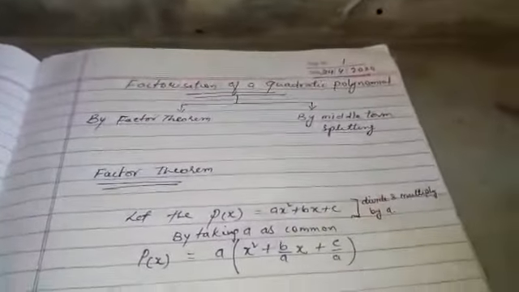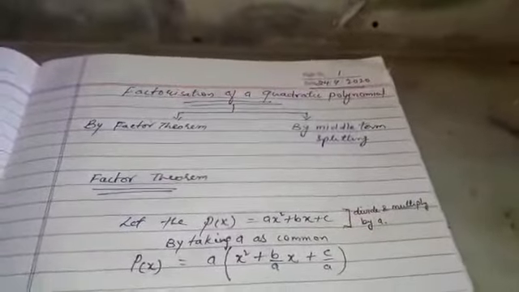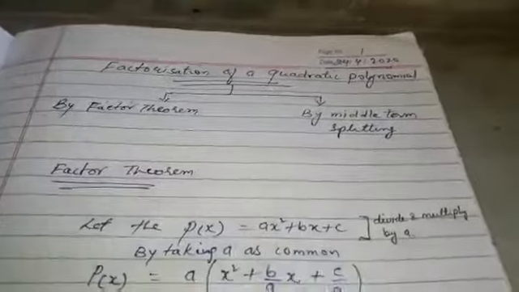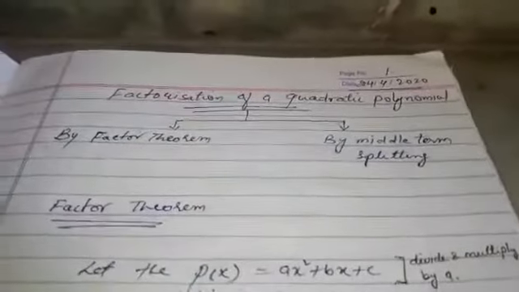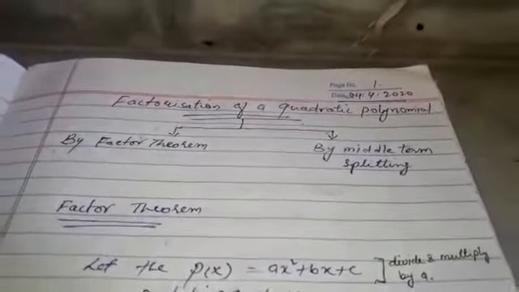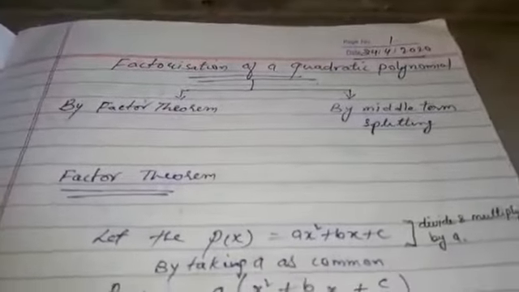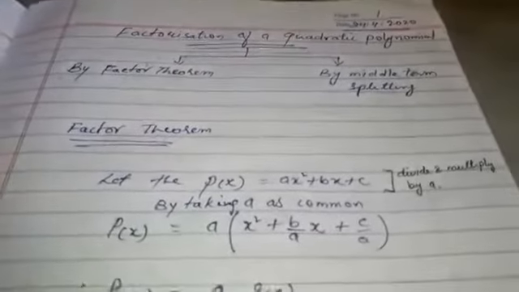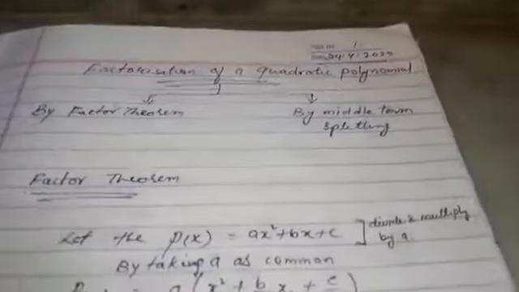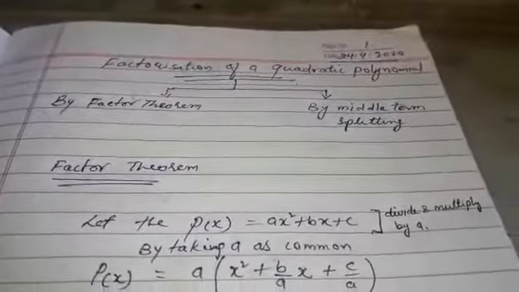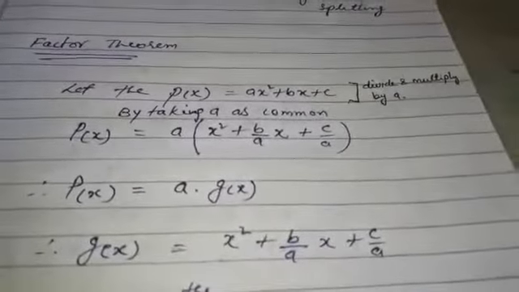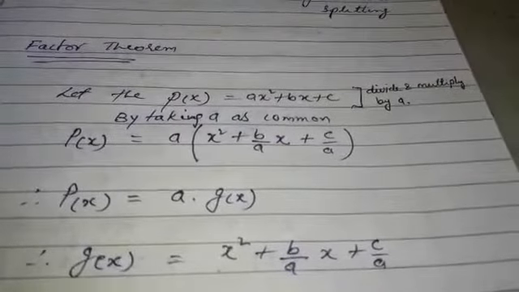Good morning, children. Yesterday we discussed the factorization of a polynomial by using the factor theorem. Today we will take the factorization of a polynomial of degree 2, which is known as a quadratic polynomial. We will use two methods to find the factors of the quadratic polynomial. The first is the factor theorem and the other is middle term splitting. Now we discuss the first method, that is the factor theorem.